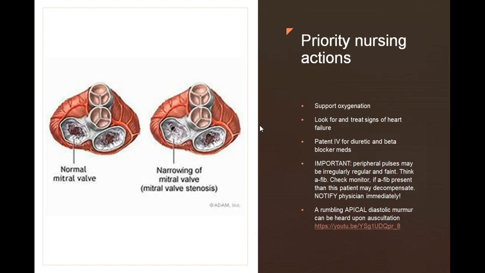You want to keep in mind when you're doing your assessment that the peripheral pulses are going to be maybe irregular and faint. Remember, this patient's most likely in AFib. So you want to check your monitor. You'd want to do an EKG if the patient is in AFib, and this could be an early sign of decompensation. So you want to make sure you notify the physician immediately, especially if the AFib is new onset. And then again, take a moment to listen to this rumbling apical diastolic murmur that you can hear on auscultation, which is another sign of mitral valve stenosis.